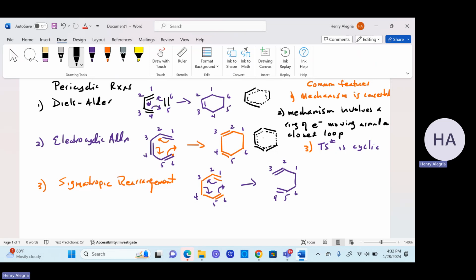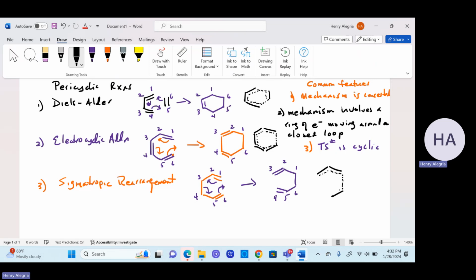And the numbering would stay the same in that transition state. If I look at sigmatropic rearrangement, so beginning with 3 and 2, just as a point of reference, I'm starting to form a double bond there. I'm starting to break the double bond that was between 2 and 1. I am starting to form the bond between 1 and 6.